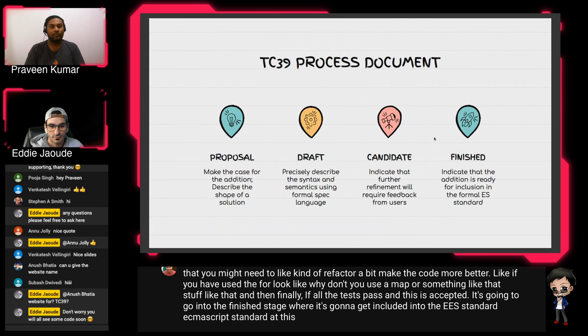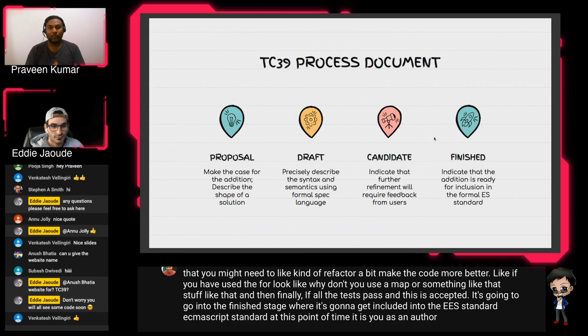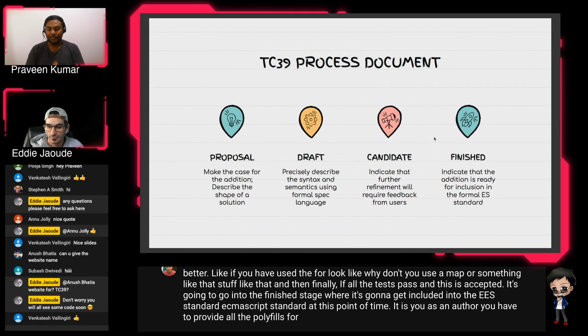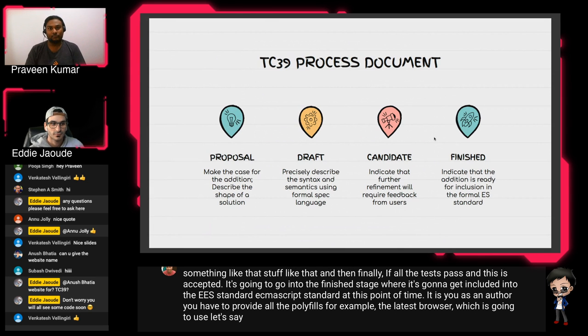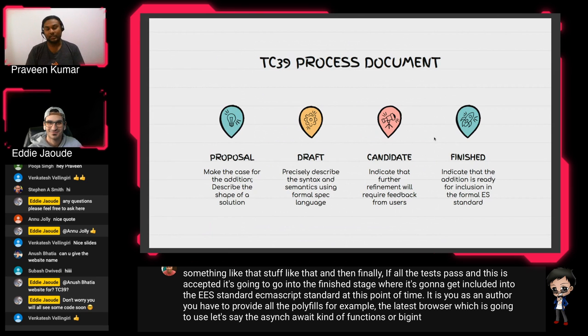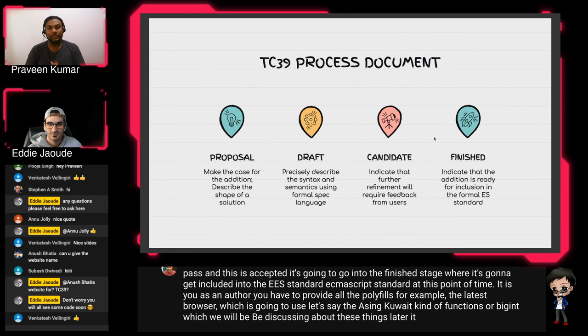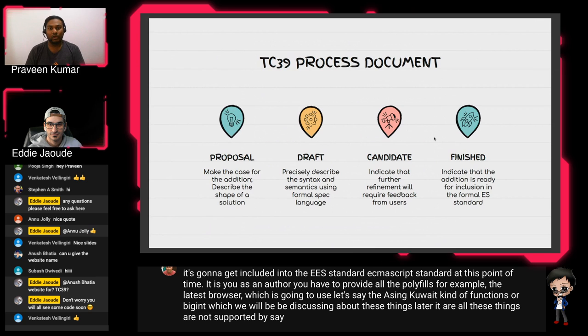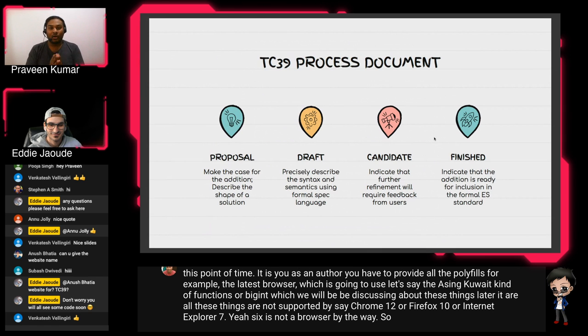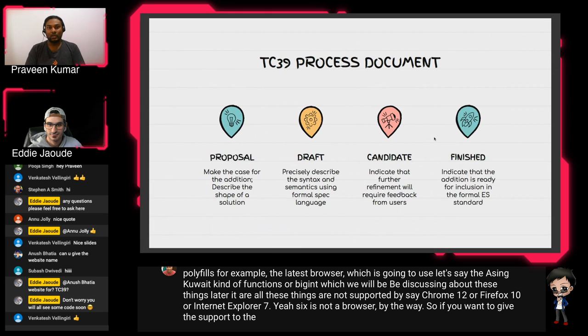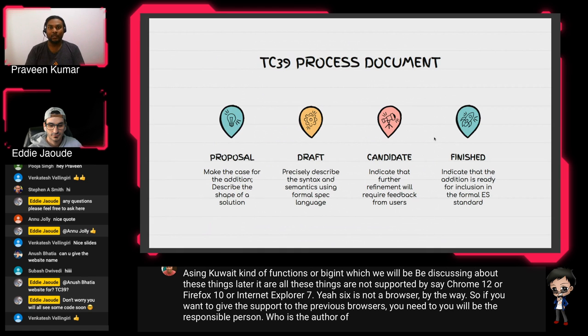At this point of time, you as an author have to provide all the polyfills. For example, the latest browsers will use async await functions, or BigInt, which we will be discussing later. All these things are not supported by, say, Chrome 12 or Firefox 10 or Internet Explorer 7. Yeah, 6 is not a browser, by the way. So if you want to give support to the previous browsers, you, the author of this spec, will be the responsible person to give a polyfill.